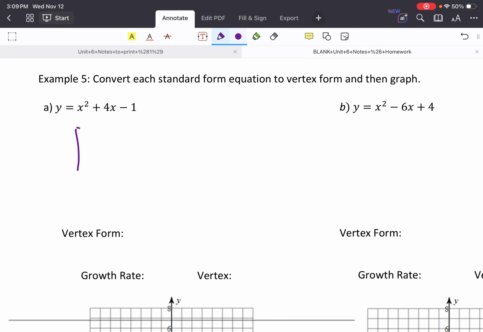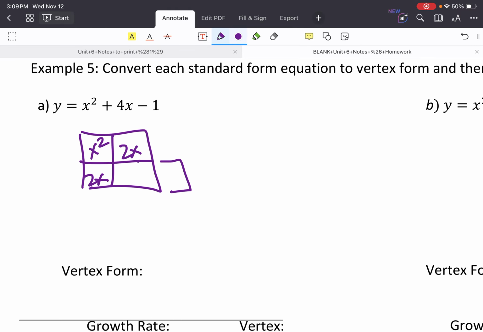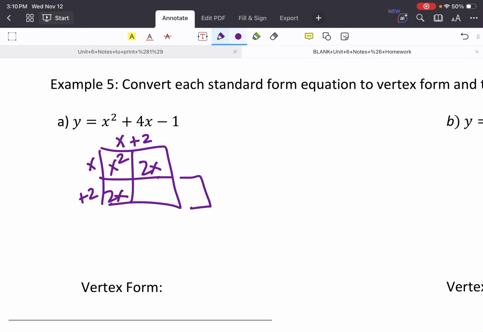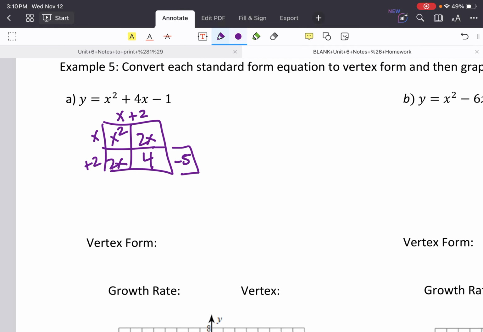So we're going to do box, extra box. We're going to do the x squared goes here. Then we're going to take half of the 4x, which is 2x, which makes my factors x plus 2 and x plus 2. 2 times 2 is 4. I've got to go all the way to -1, so I need to subtract 5.